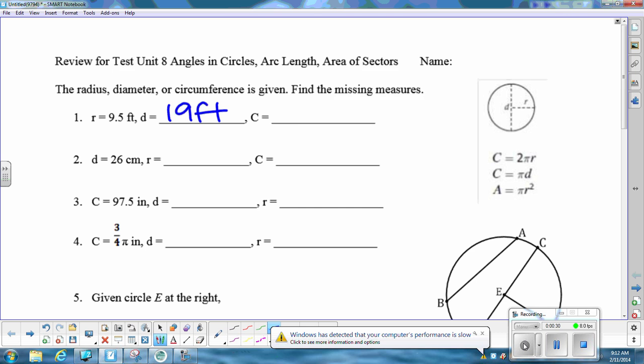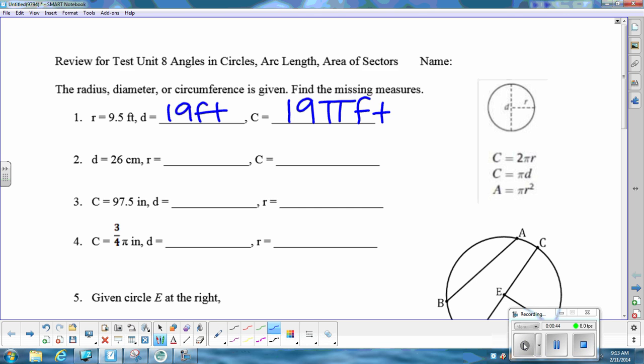Then our circumference is pi times diameter, so that's 19 pi feet. Leave it with the pi, give exact answers. For number 2, this time we have the diameter is 26, so the radius would be 26 divided by 2, so that's 13 centimeters. And then our circumference is either 2 times pi times our radius or pi times diameter. So our circumference is 26 pi centimeters.